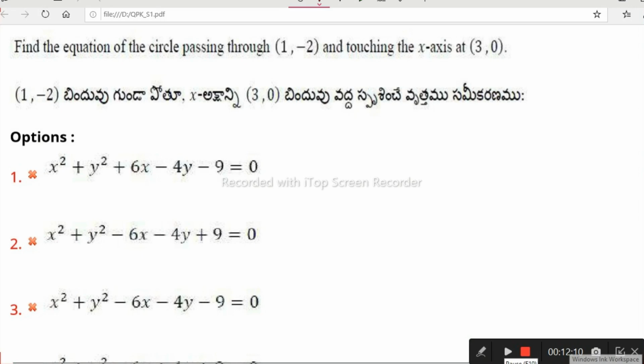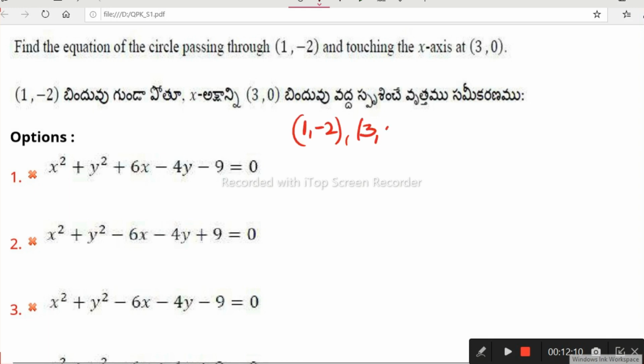Yes, look at this question. What is given? Find the equation of the circle passing through (1, -2) and touching the x-axis at (3, 0). We want the equation of the circle which is passing through the given point and touching the x-axis at the point (3, 0). Means indirectly the circle passes through two points. What are the two points? The first point is (1, -2) and the second point is (3, 0).